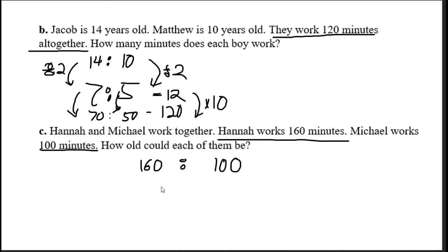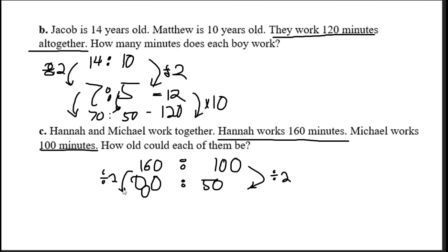Now remember, if you want to write equivalent ratios, we can multiply and divide by the same number. Oftentimes you want to start off with 2. 160 divided by 2 is equal to 80. And 100 divided by 2 is equal to 50. So now we have a real plausible answer. They could be 80 and 50 years old, respectively. Divide by 2.